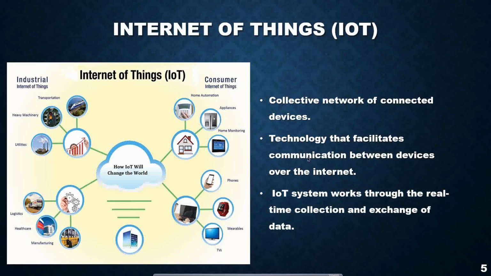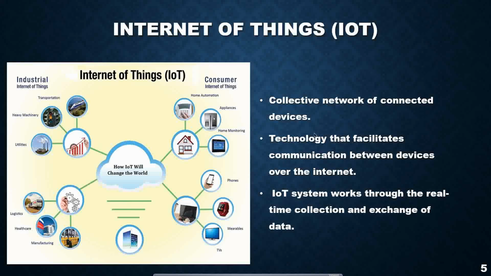Next comes Internet of Things, a collective network of connected devices, where collective network basically means linking. Here different devices are connected over the internet with each other through a cloud, which can be seen in the picture. It depicts that statement very beautifully. It is a technology that facilitates communication between devices over the internet.